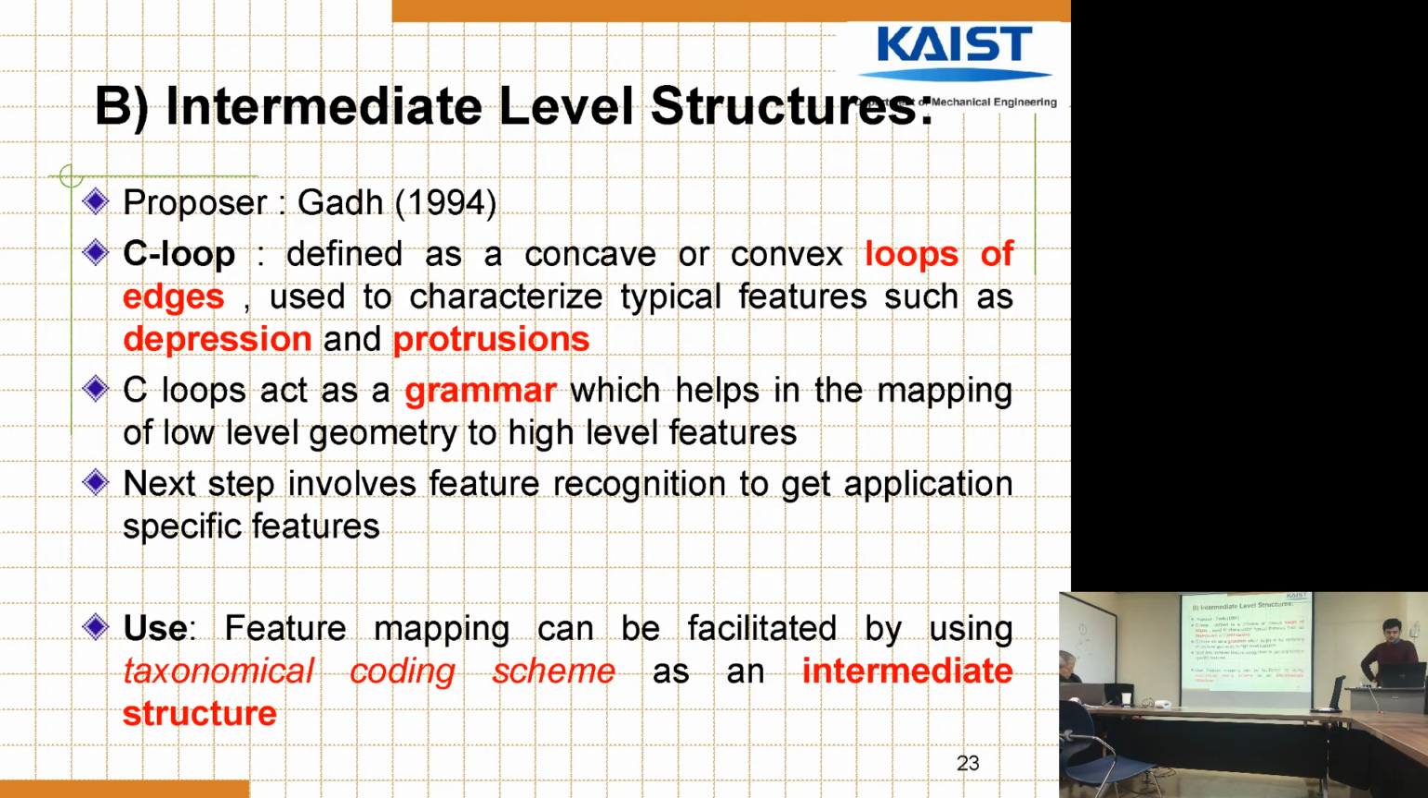The next step involves feature recognition to get application specific features. He is saying that the feature mapping can be facilitated by using a taxonomical coding scheme as an intermediate. So intermediate geometry can be standardized for one set of applications between design and manufacturing.